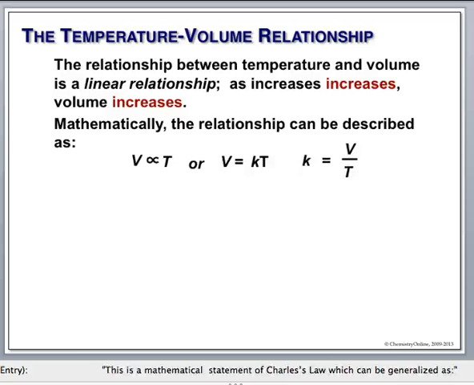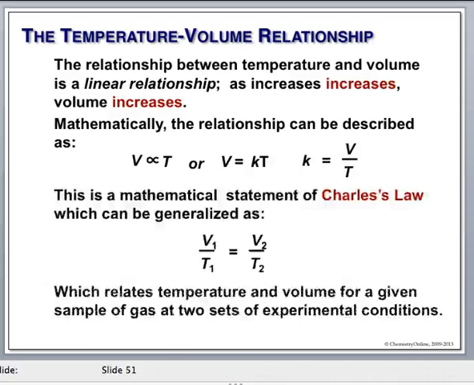All right, now if we have a two-state problem, where we're starting at one temperature or whatever and we're changing it, we can use this relationship in this form where we have initial and final temperatures and volumes. Remember, they're both equal to the same constant. That's why we can simply drop the constant out and say for the same system, V over T equals V over T. This is the expression for Charles's law.